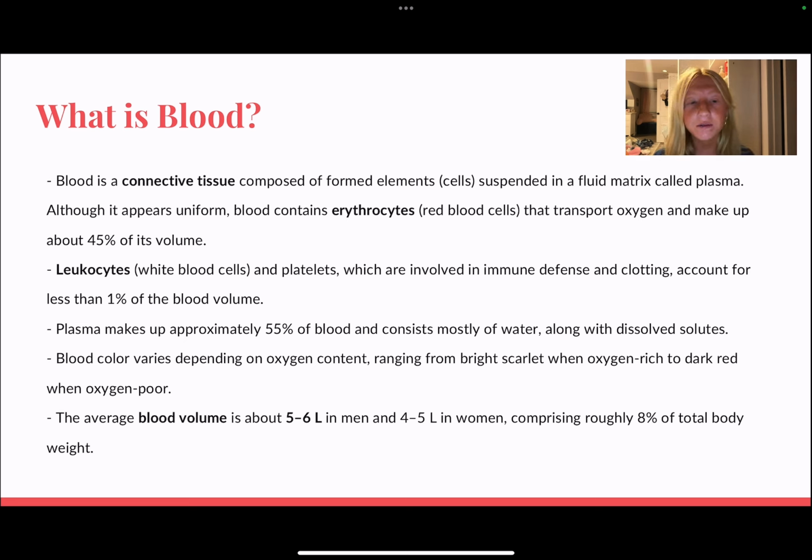Blood color varies depending on oxygen content. If it's oxygen rich, then it appears bright scarlet, and it appears dark red when oxygen poor. The average blood volume is about 5 to 6 liters in men and only about 4 to 5 in women, and it makes up about 8% of the total body weight.